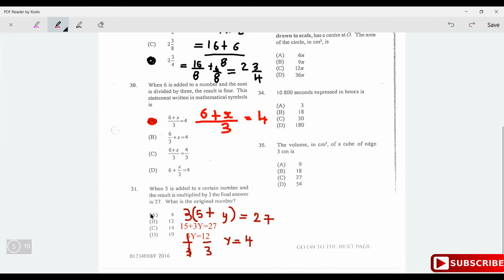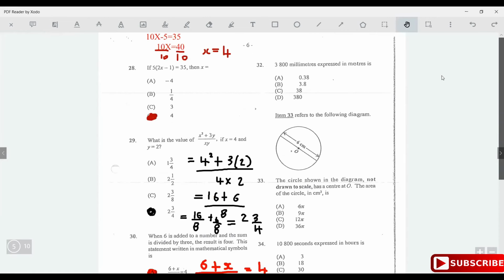Think about it. 5 is added to the number 4 to give 9. 9 is multiplied by 3 to give 27. That's how you know you're correct. Easy. Now we're halfway there.